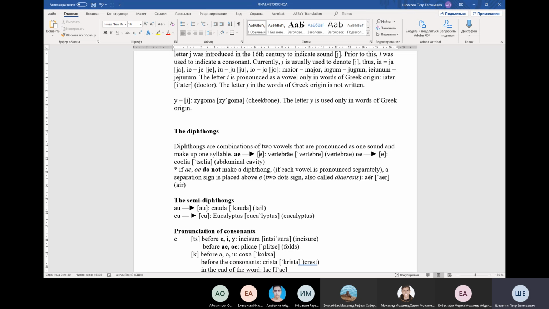Also in Latin, there is a special sign which is, in certain words, placed above the E, which is called the diaeresis, the two dot sign, the double dot sign, like this one. This kind of sign should tell you that if it is present, the vowels in the diphthong are pronounced separately from each other. So the air in English will be aër in Latin. Nice.